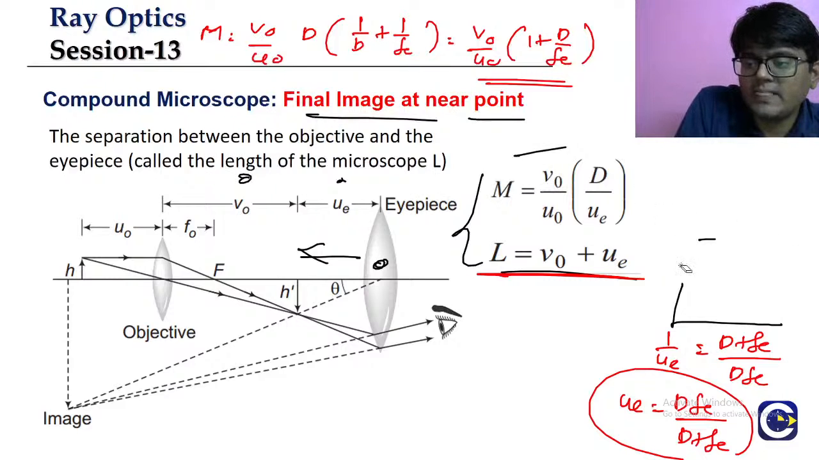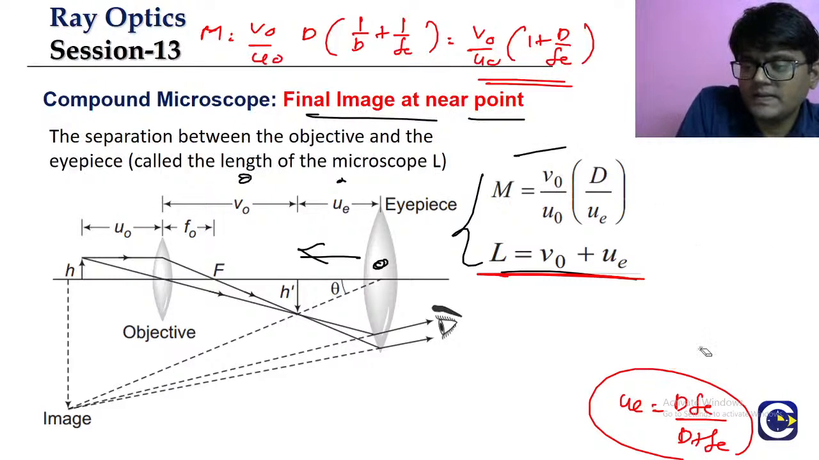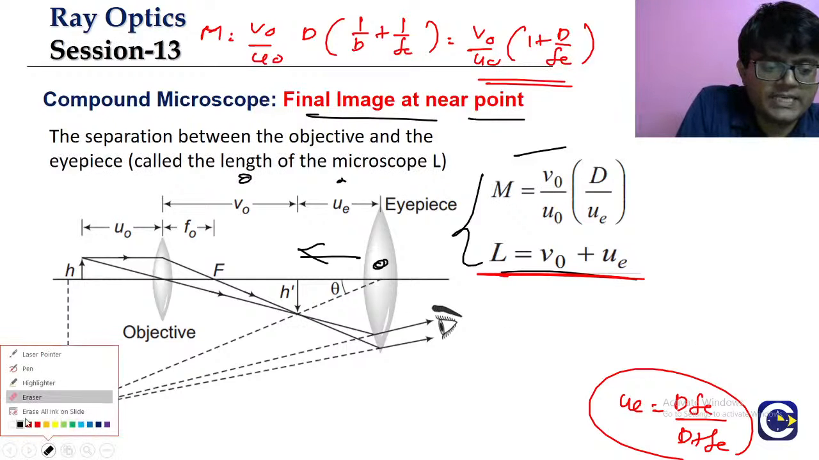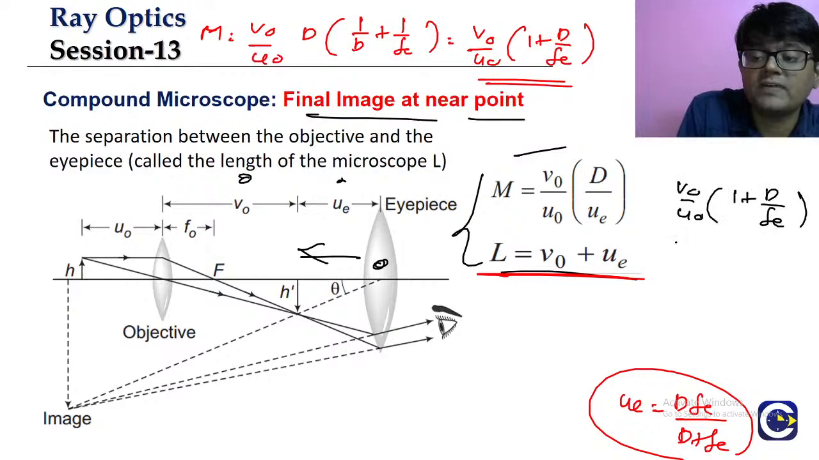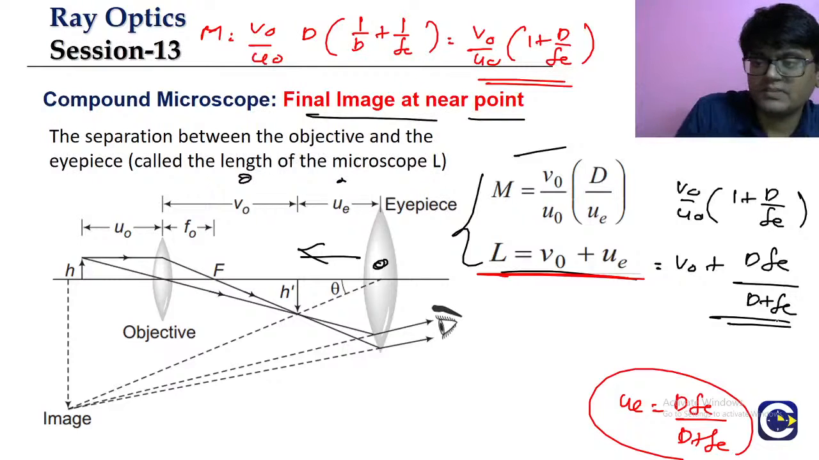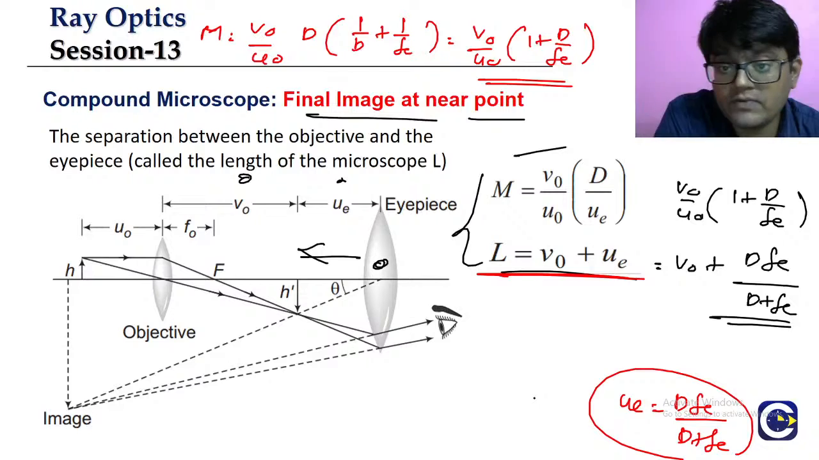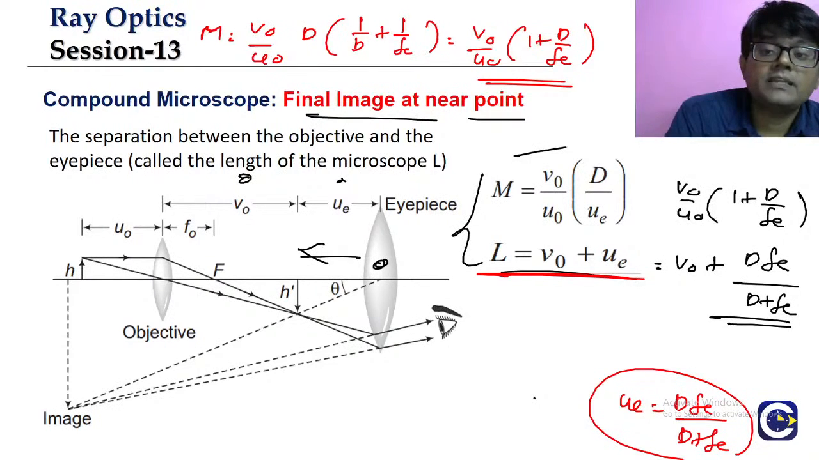So we got the magnifying power. What is the magnifying power here? You can see it is VO by UO into 1 plus D by FE. That is the magnifying power. What is the length of the microscope here? VO plus, in place of UE, what we will write? D into FE by D plus FE. That's it. These are the two values in the case of the compound microscope, where we are arranging it such that the final image is formed at the near point.